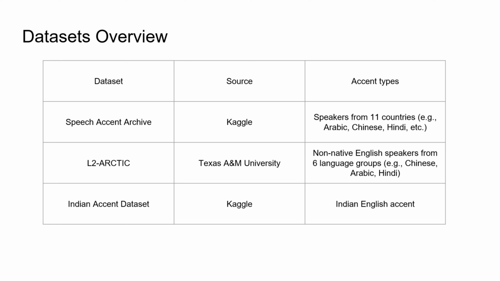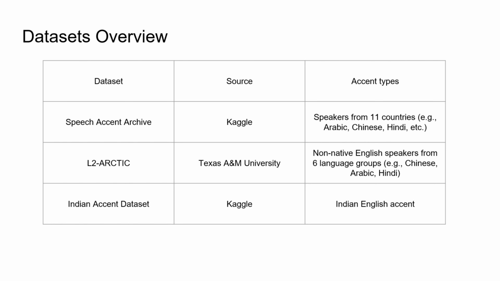To evaluate how well different ASR models handle accented English, our study uses three publicly available datasets, each chosen to represent a range of non-native English accents. The first dataset is Speech Accent Archive, sourced from Kaggle. This dataset includes recordings of English speech from speakers in 11 different countries, such as Arabic, Chinese, Hindi, and more. A key feature is that all speakers read the same English paragraph, which allows for a controlled comparison of how ASR systems perform across different native languages.